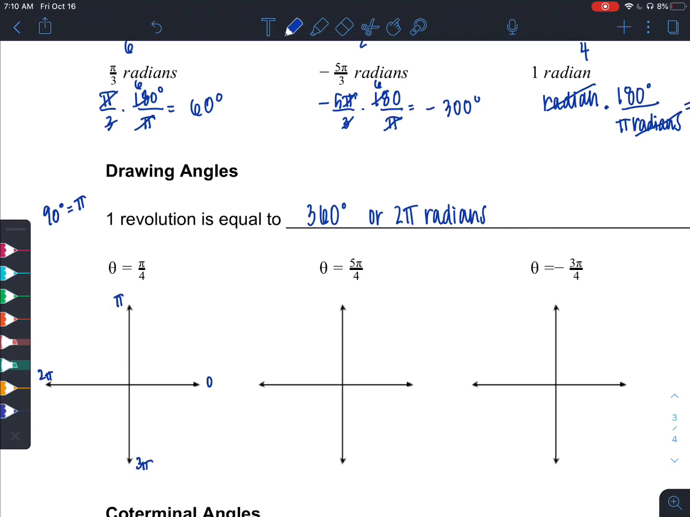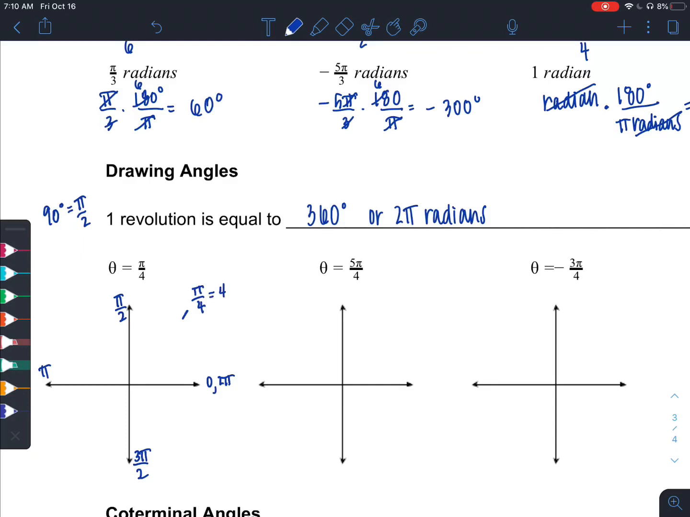Or wait, no, I didn't do that right. Because all the way around is 2 pi. So we have 2 pi. Then this is pi over 2, pi, 3 pi over 2. There we go. And then in between here is pi over 4, halfway.